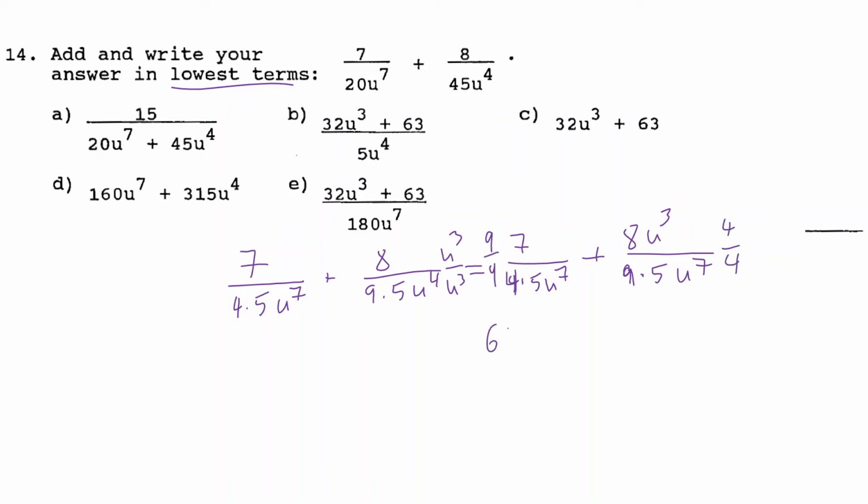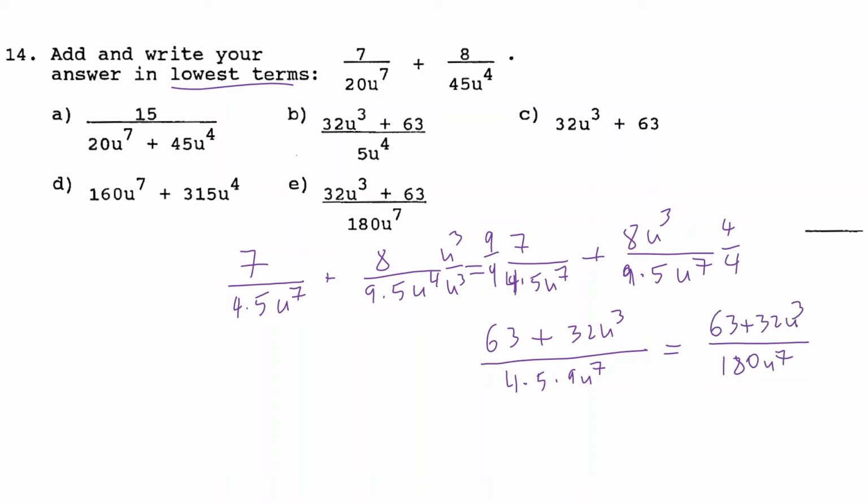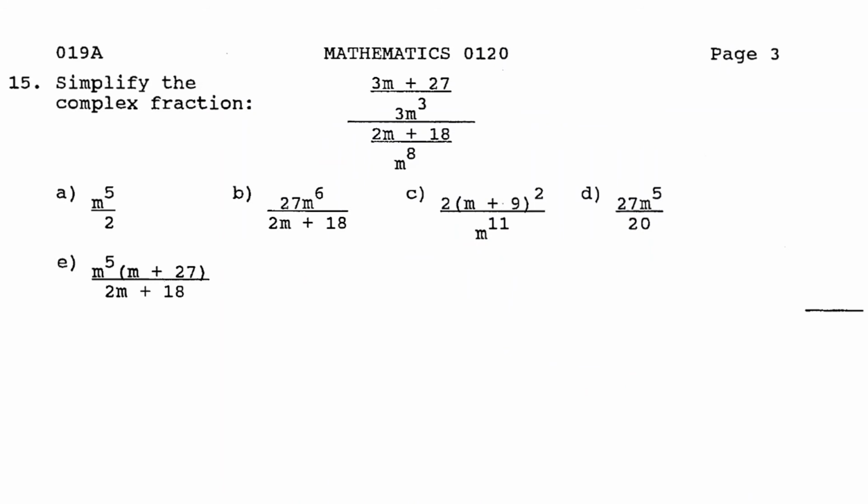So it's 63 plus 32 u to the 3rd over, and here I have 4 times 5 times 9 u to the 7. So my bottom is 180 u to the 7. My top is 63 plus 32 u to the 3rd. Alright, so that is E. Great. We're almost done. Halfway through.